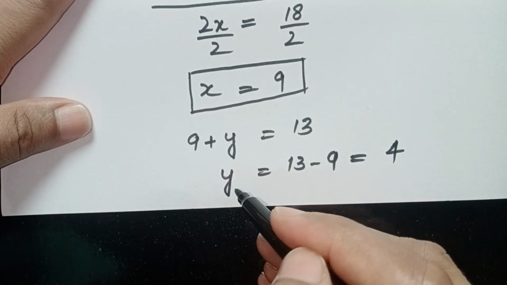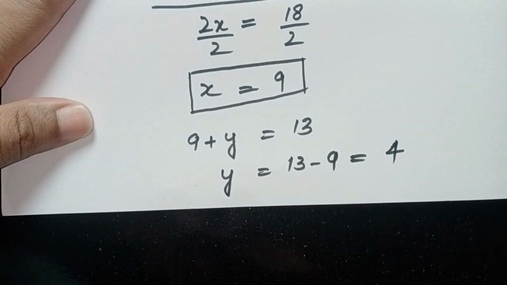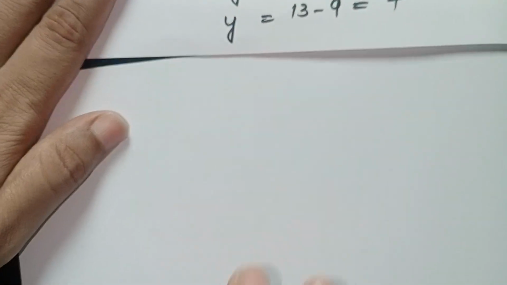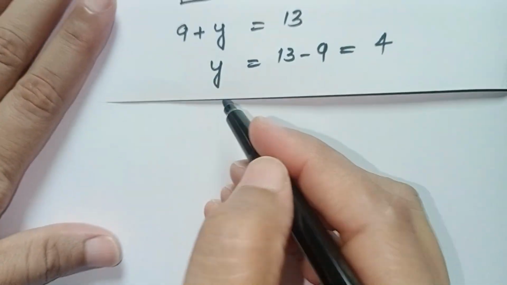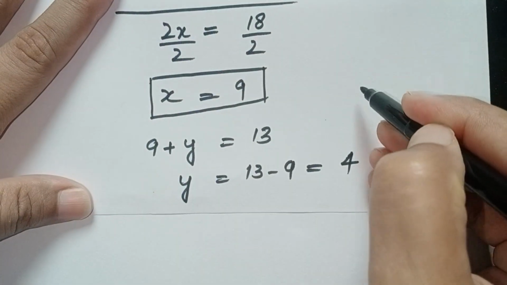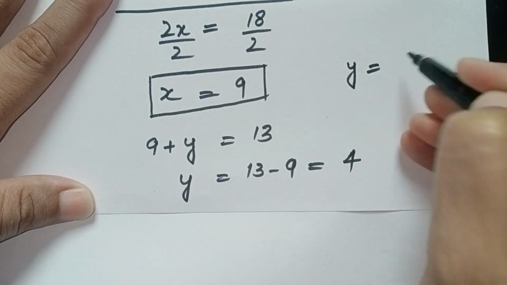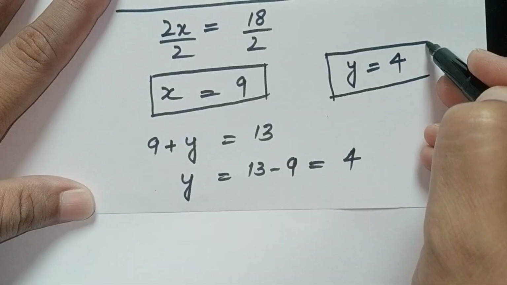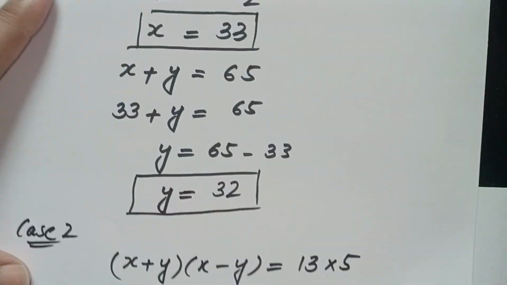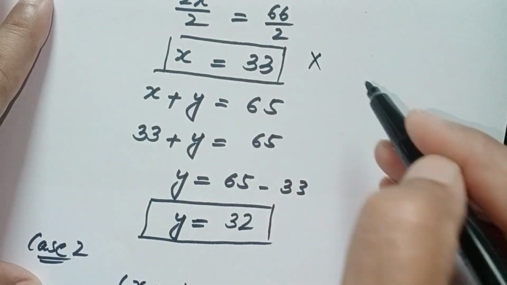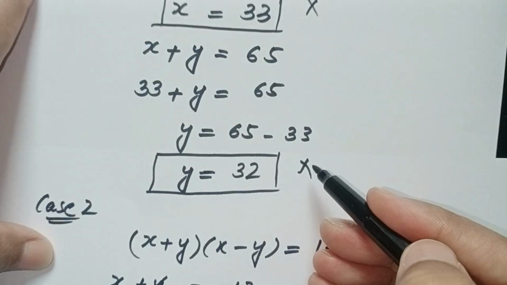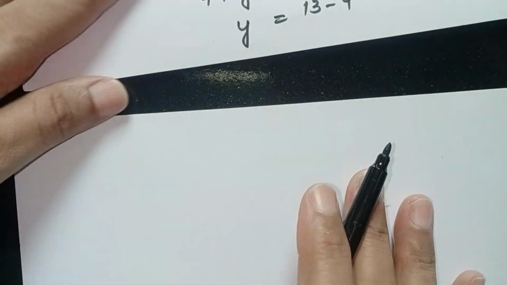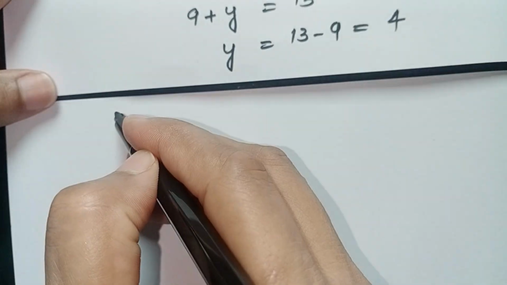So we have x is equal to 9 and y is equal to 4. So these are the values from case 2. We are not going to use the values from case 1 because we cannot find the value of t by using those two values. We are going to use these two values, x is equal to 9 and y is equal to 4.